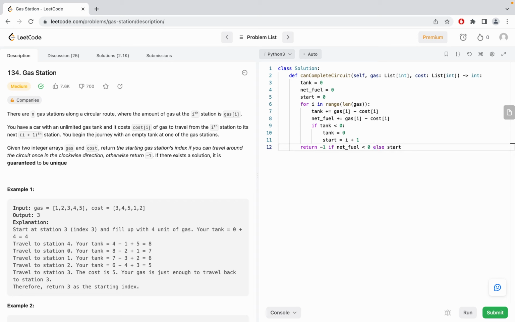Now, remember what we said. Net fuel less than 0 means that we didn't have enough gas to complete a round trip no matter where we started. Greater than or equal to 0 means that our last starting candidate was actually able to complete a round trip. So we just return that. Let's see if there are any errors here. All right. It looks like we are good. So let's just see if this can run.